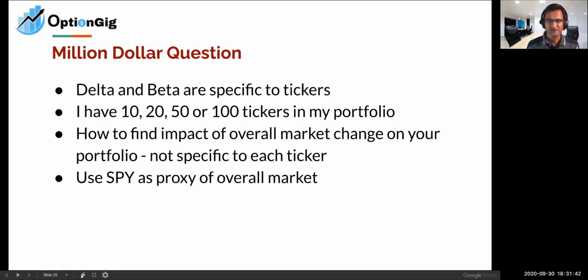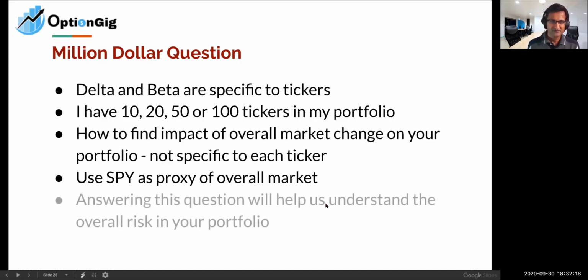So that tomorrow, if elections are coming up, if I'm scared that market will fall 10%, SPY will fall 10%, 15%, I need to know how that will impact my overall portfolio. FB could fall 20%, I don't care. Or XLU could fall 2%. But if I have some idea about overall market, what will happen, I need to know how that will impact my portfolio. And that's a question that we will address now. Because answering this question will help us understand the overall risk in the portfolio.